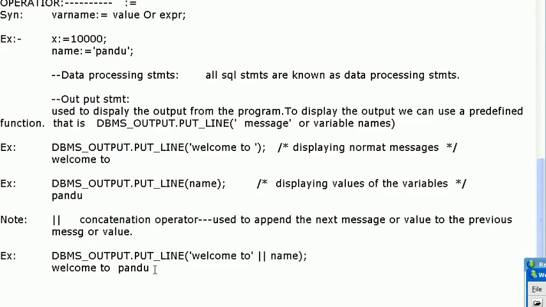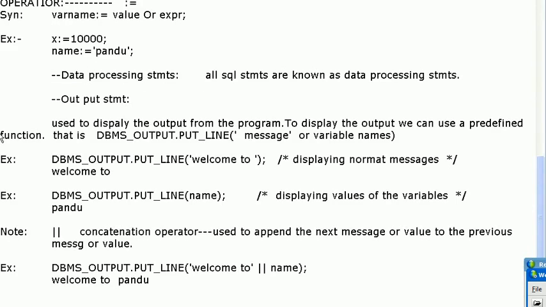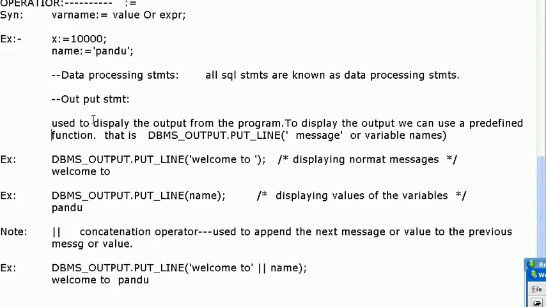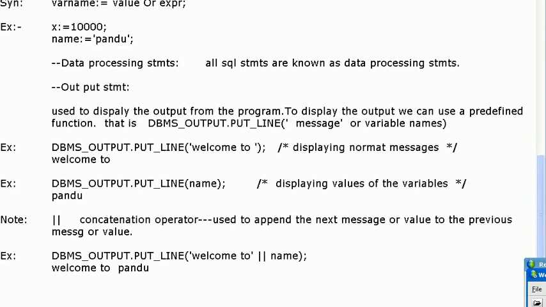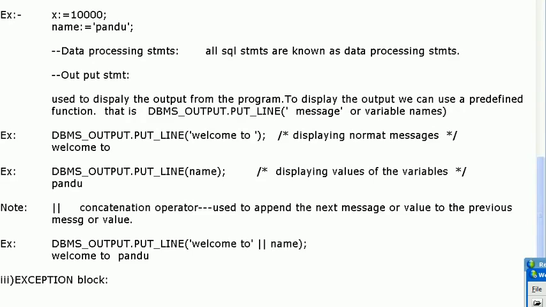So this is the output statements. Assignment statements are over, data processing statements are over, and output statements are also completed. Now, what is next? The next block is the exception block, the third block. What does it contain? It contains error handling statements.